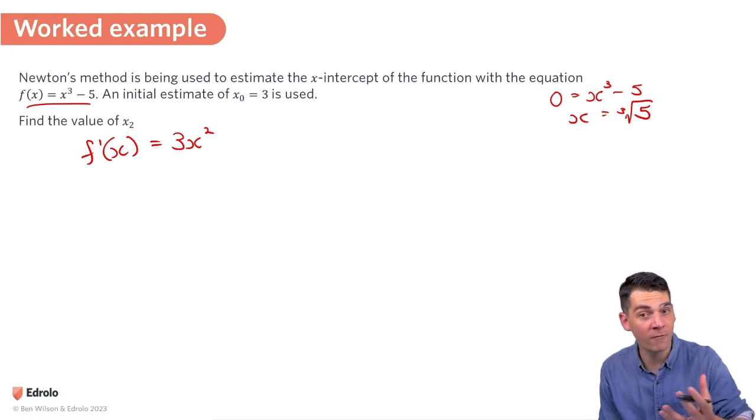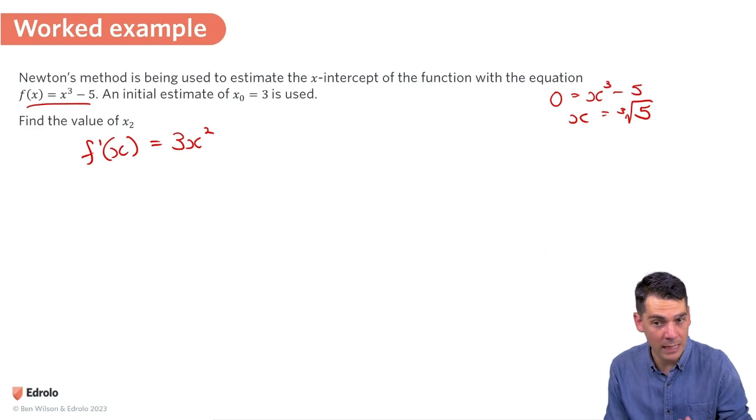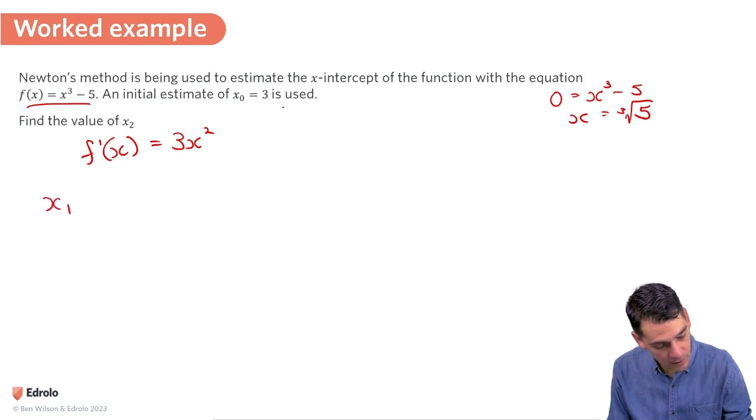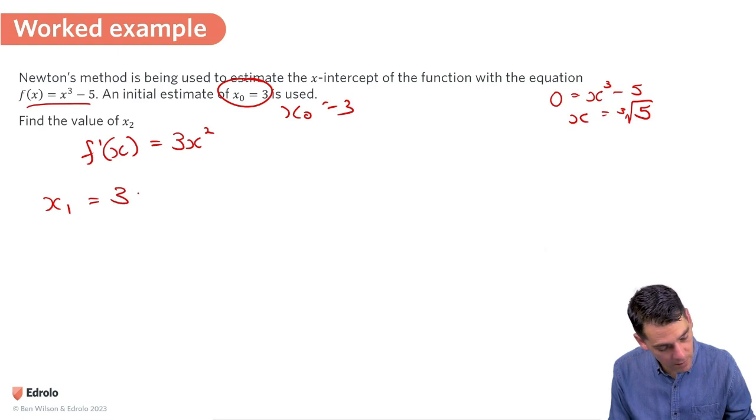I'm just going to show you where the values would be generated, and then you can use the calculator to plug it all in, and I'll show you what the answer would be. But let's do the first one. So our initial guess is 3, so our first guess would be equal to 3 minus the function at 3 divided by the derivative at 3.